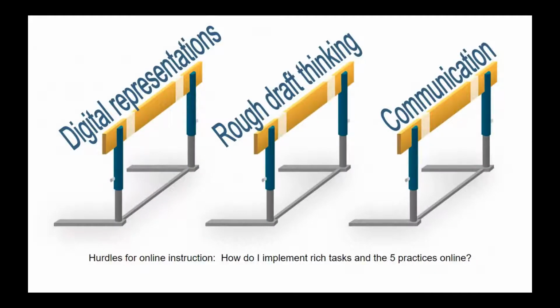So let's talk hurdles, because whenever I tell people, hey, I teach online, usually the questions I get are, yeah, but how do students show you their representations? Or do you only get their final draft thinking? I want to see the rough draft. I want to see where they're starting from, what obstacles or misconceptions they have, and I want them to be able to communicate with each other. How do you do that online?